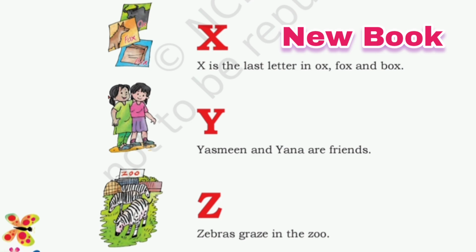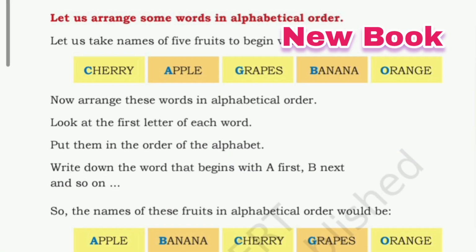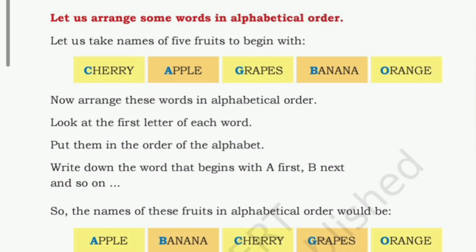Now let us move to the next question in this exercise from the textbook. Here the question is, let us arrange some words in alphabetical order. Let us take names of 5 fruits to begin with: cherry, apple, grapes, banana and orange. Now arrange these words in alphabetical order. Look at the first letter of each word. Put them in the order of the alphabet.